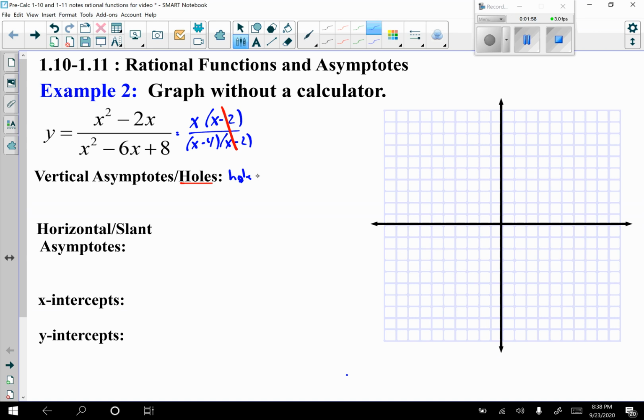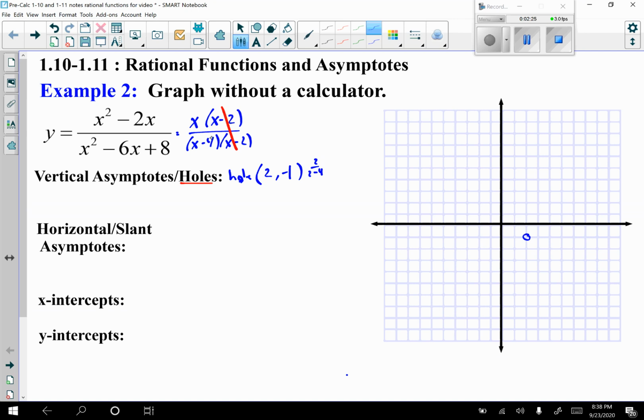And that hole is at ordered pair, 2 is the x value. Remember, y value, we want to plug into what's left. So x over x minus 4 is left. That's going to be 2 over 2 minus 4. That's negative 1. There's a hole, and I'll just put it on the graph over here at 2 comma negative 1. Make sure you put an open circle on your graph. All right, that's a point we can use to go through on the graph as well. It's just an open circle point.